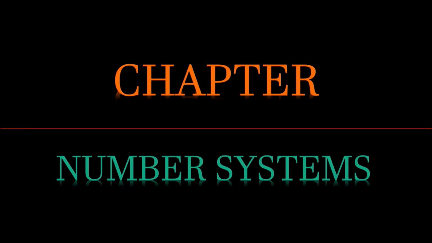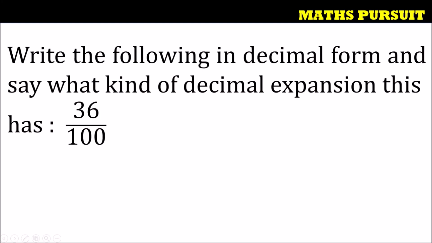Today we will look into the questions from the chapter called Number Systems. The given question is, write the following in decimal form and say what kind of decimal expansion this has. And the given number is 36 upon 100. So guys, let us see how we can write this given number in decimal form, and we can note down what type of decimal expansion this has.